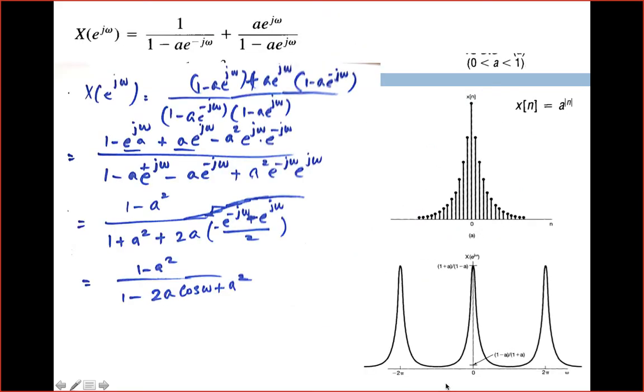So what I have done in the previous slide is simply derive the equation. I told you that I have two equations.